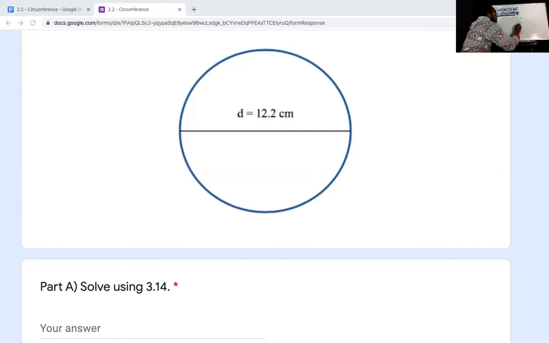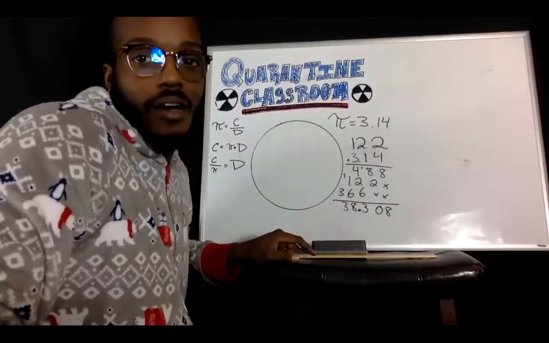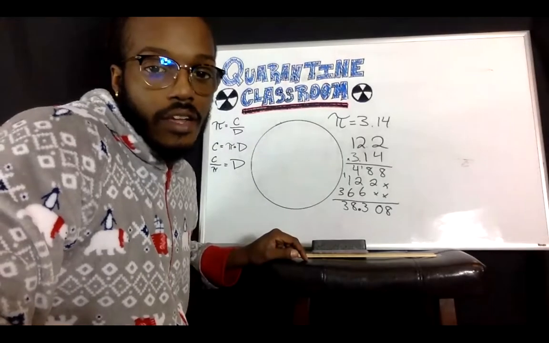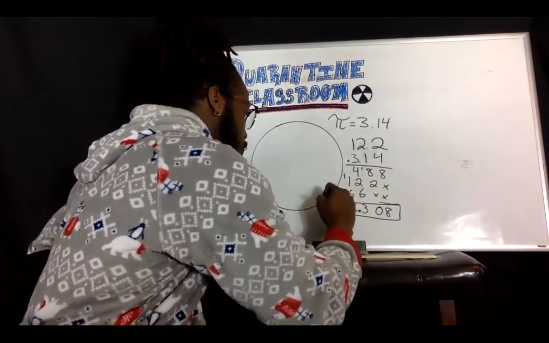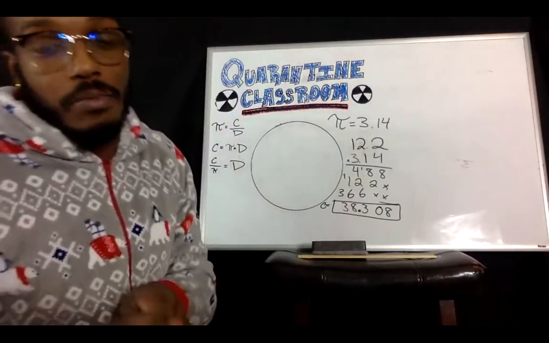Drop down my 0, carry my 1. 4 plus 6 is 10, plus 2 is 12, plus 1 is 13. Drop my 3, carry my 1. 1, 2, plus 6 is 8, 3. Remember, I have 1, 2, 3 numbers behind decimals. So I'm going to have 1, 2, 3 numbers behind decimals. That means that my circumference is 38.308 when we use pi as an approximation.